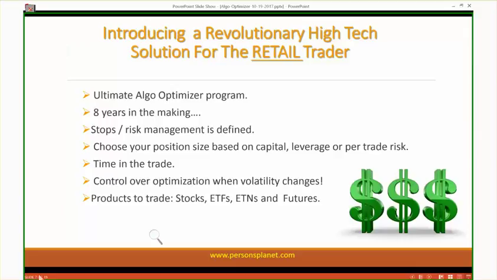And that's what the ultimate Algo Optimizer program is all about. This thing's taken over 8 years, and I've been working on it for myself. One thing that's really cool about this is that we have stops, risk management defined, trailing stop features. We get to choose our own position size based on capital, leverage, or per trade risk. Can you imagine? So as I was sharing with you, how do we enhance performance on the same signals? This is very powerful.